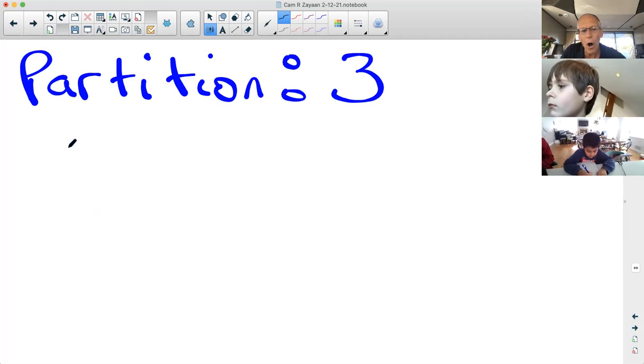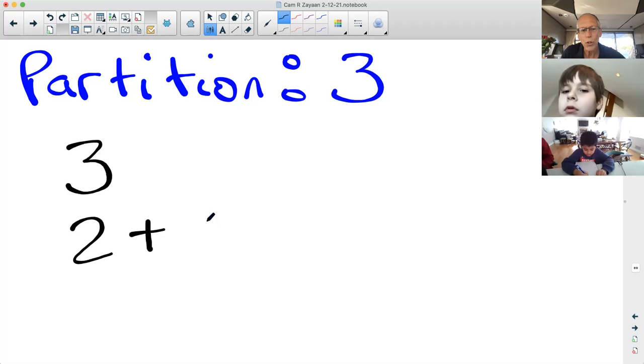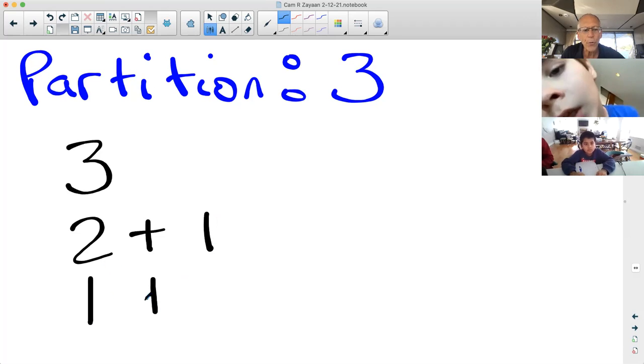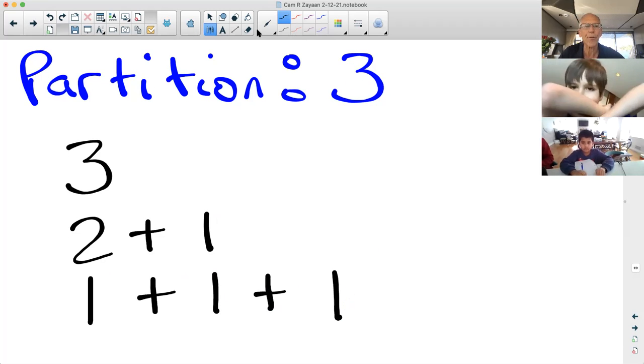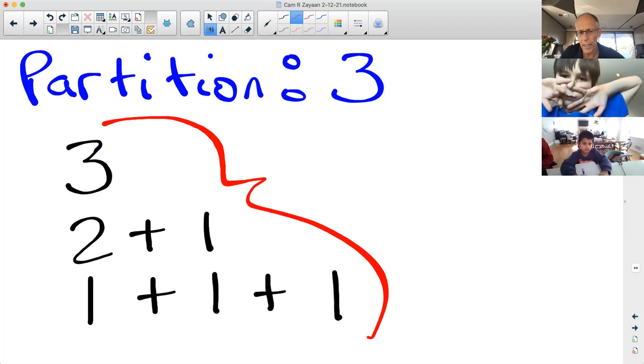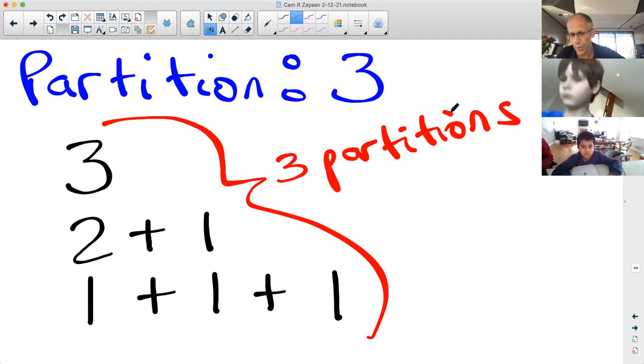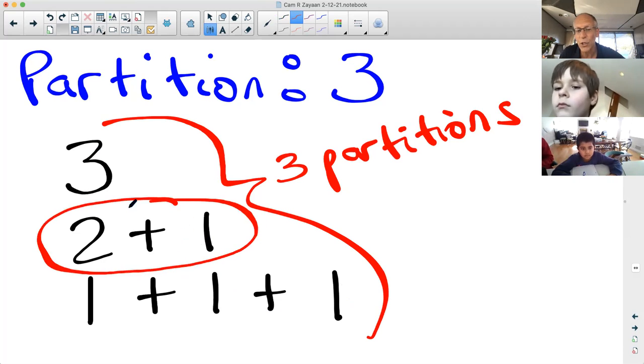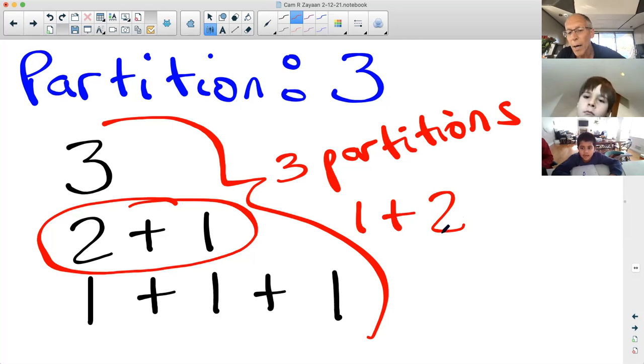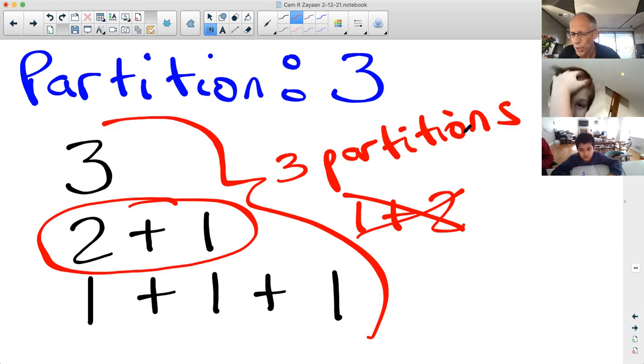Okay. There are 3 partitions for the number 3. One of them is 3. One of them is 2 plus 1. And the other one is 1 plus 1 plus 1. So there are 3 partitions for the number 3. Now, you may want to know, is 2 plus 1 the same as 1 plus 2? When it comes to turnaround facts, these are called different permutations, but we don't use it as a separate partition.